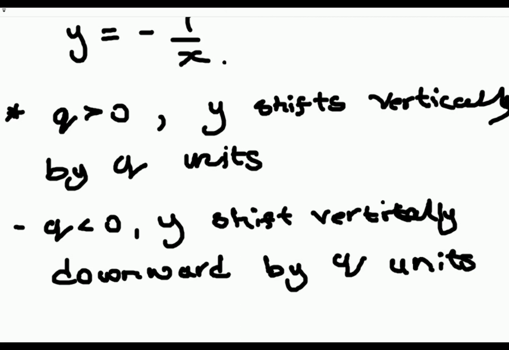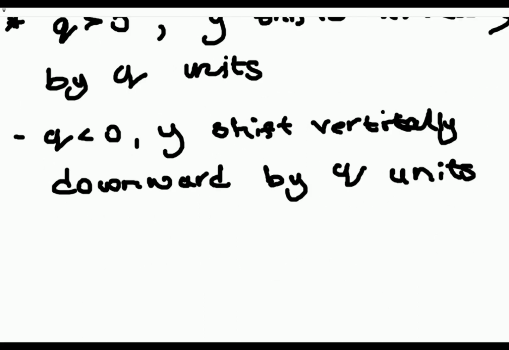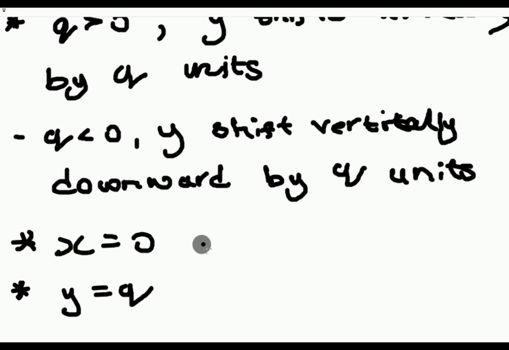Right now we are going to get to a part where we sketch the function. We are going to give you an example and show you how we sketch it and how it's going to look. Also note that the vertical asymptote remains x is equal to 0, but the horizontal asymptote becomes y is equal to q. So q is equal to the value of the horizontal asymptote.